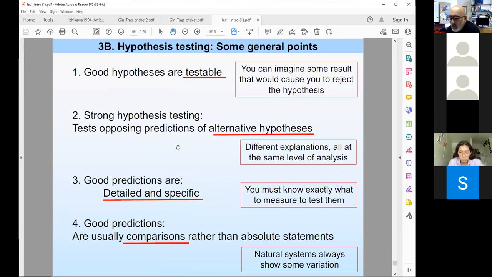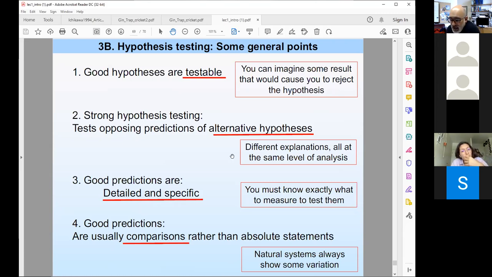Okay. So some general points to bring to your attention. Good hypotheses are testable. That means you can imagine some result that would cause you to reject the hypothesis. So that means that you can imagine developing an experiment that will test the hypothesis, and that the result of the experiment can go either positively or negatively. Strong hypothesis testing tests opposing predictions of alternative hypotheses.